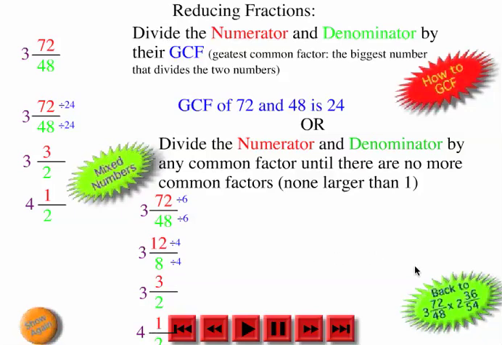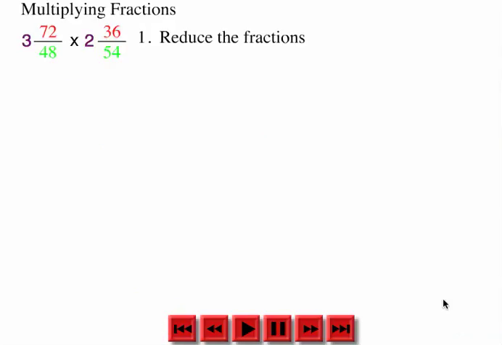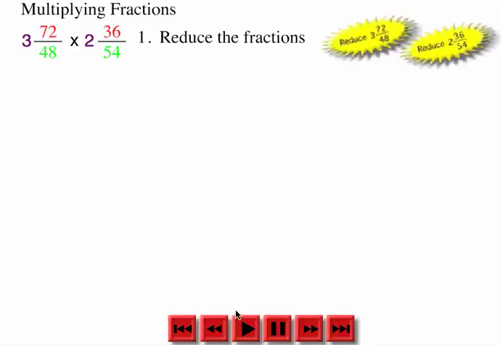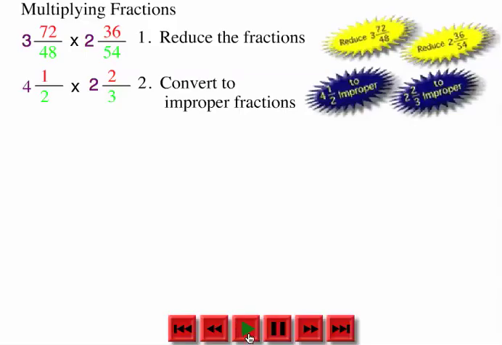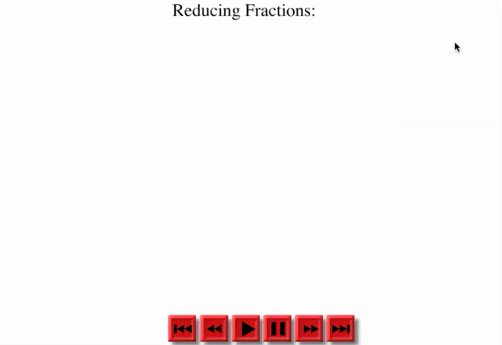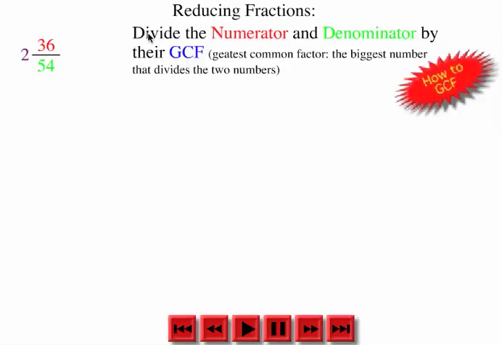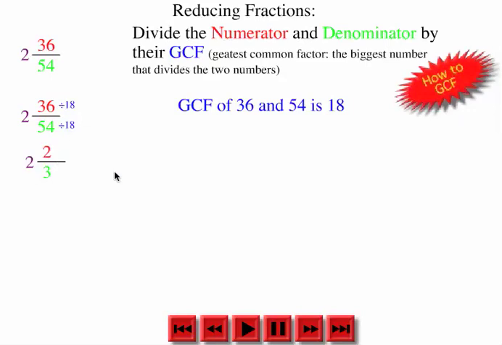So that's that. Okay. Let's go back. So we're about to reduce these fractions. And we have 4 1/2 times 2 and 2/3. Let me just pause that for a second. So the 36/54 we've reduced. Let me just go into how we reduce those. So 36 and 54, we're going to divide them both by the greatest common factor, which is 18. So we divide the top by 18 and the bottom by 18, and we get 2/3. So 2 and 2/3.